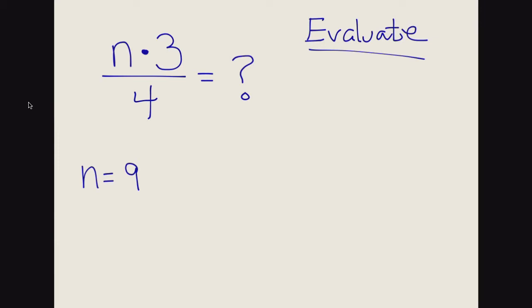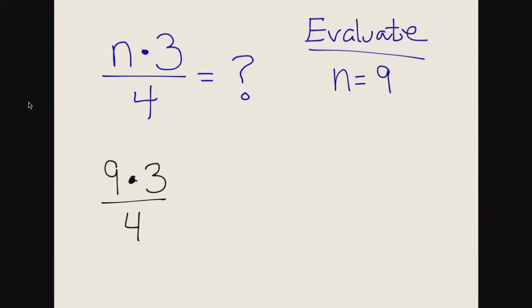N equals 9. So how could I rewrite this? Okay, Savannah? 9 times 3 over 4. Yeah, I could write this as 9 times 3. Okay, so I'll do this 9 times 3 over 4. And then I'm going to put a question mark because I still don't know what that is. Now, what am I going to do first? Am I going to multiply the numerator, or am I going to try to divide everything by 4? Yeah, let's multiply the numerator first. Okay, get it to one number, and then we can divide. So the first step here would be to multiply.